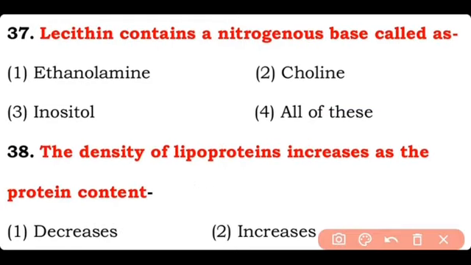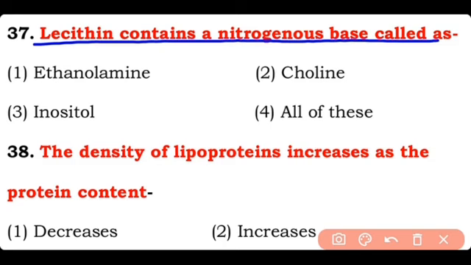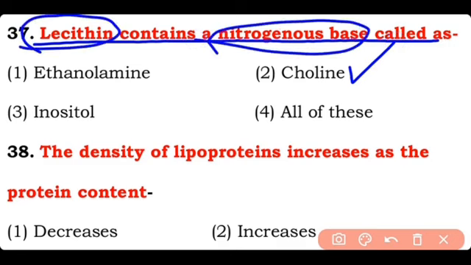Question number 37. Lecithin contains a nitrogenous base that is called ethanolamine, choline, inositol, or all of these. So the correct answer is option 2. Lecithin contains a nitrogenous base that is known as choline.